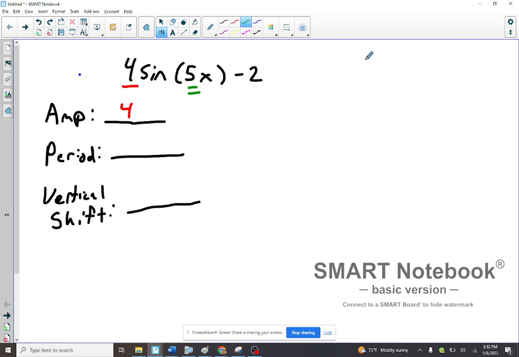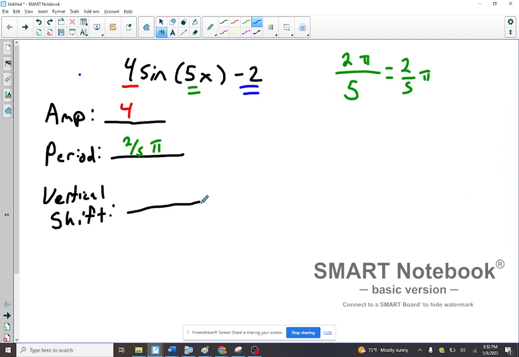Now you have to remember what the normal period for a sine wave is: 2 pi. So you have 2 pi divided by your b value, which is 5. In this case, it's 2/5 pi, which means your period is 2/5 pi.